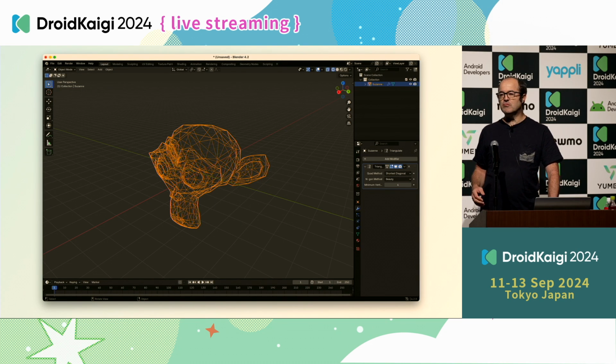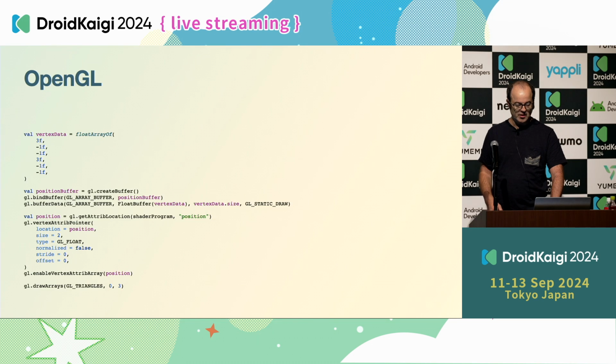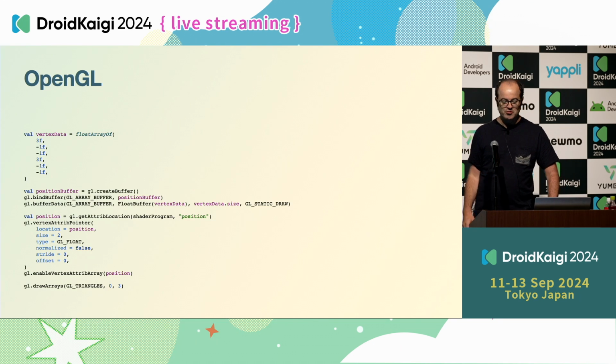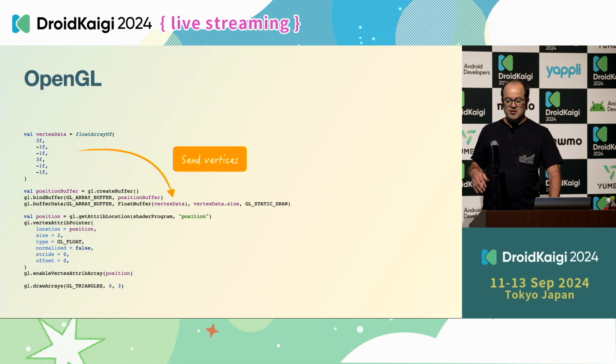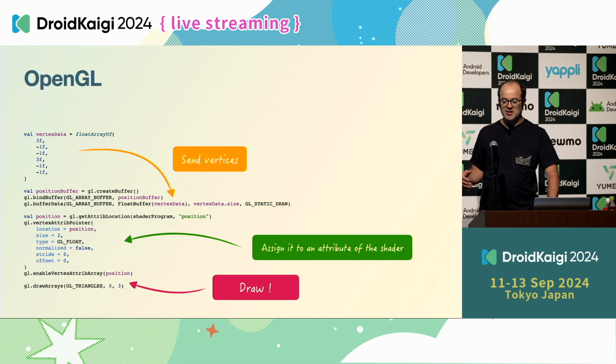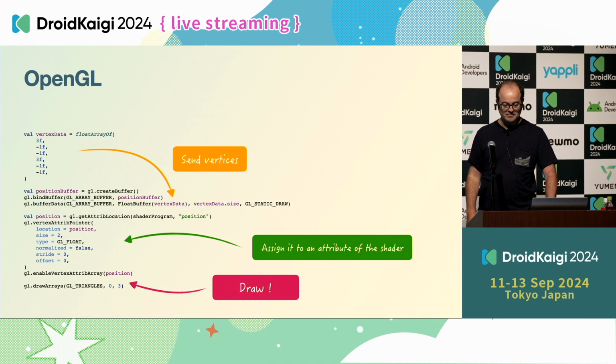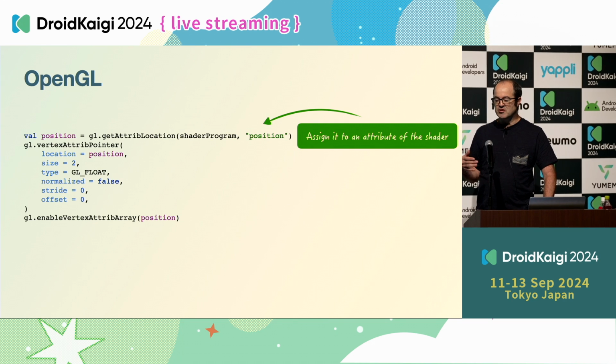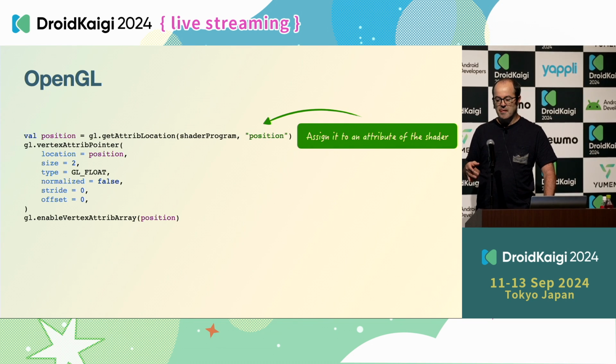Actually, in 3D, you're not rendering one object right away. What you're doing instead is rendering triangles. So let's check how to render at least one triangle on the screen. The idea is to send coordinates to OpenGL using a buffer. Then you will assign this buffer to one attribute of the shader, and after you can tell OpenGL to draw it on the screen.